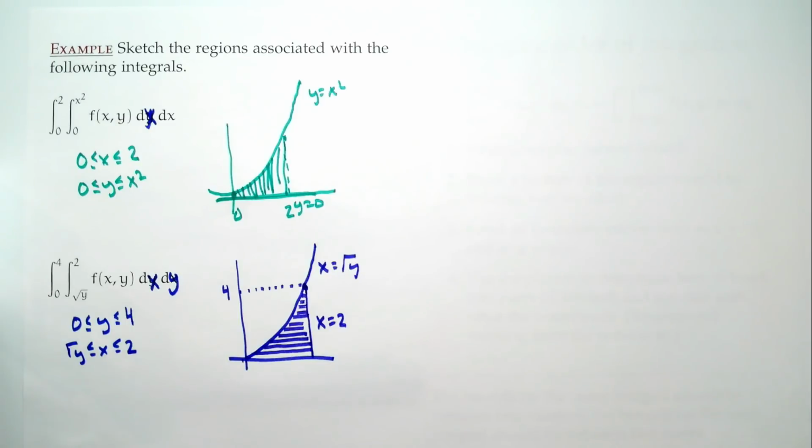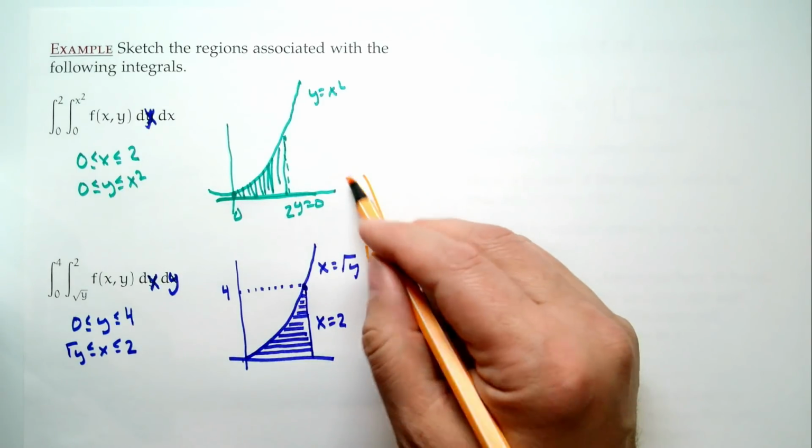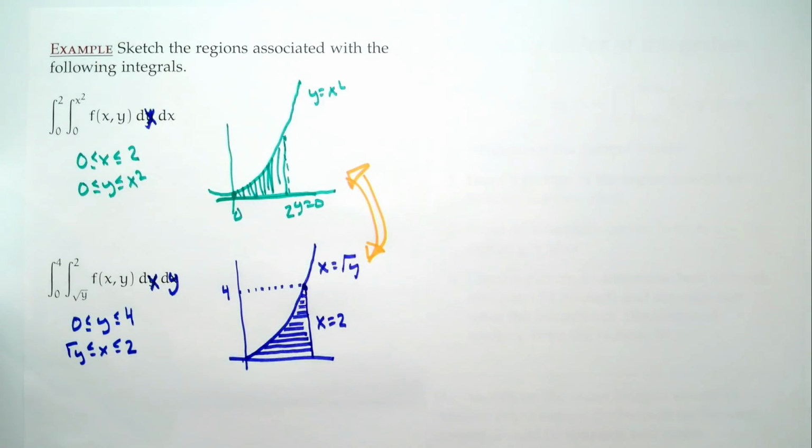Now, the real point of this question, what's happening with these two regions? They're the same region. So what's going to happen with these two integrals? They're the same value. So we're going to get the same answer if we knew whatever f is. Now we don't know f, so we don't know what the answer is. But if we did, we'd get the same answer.